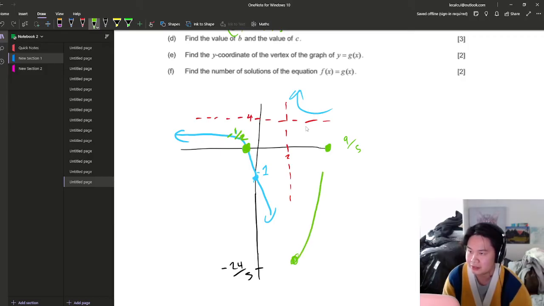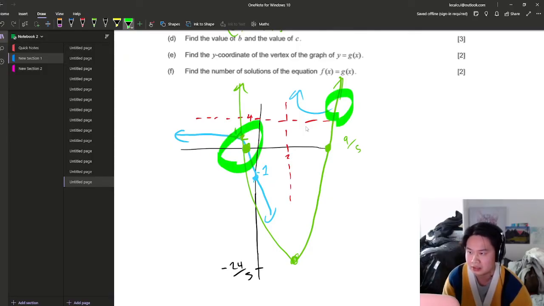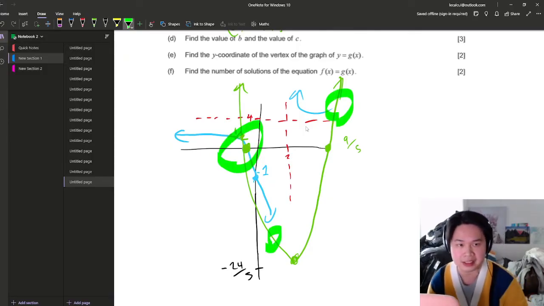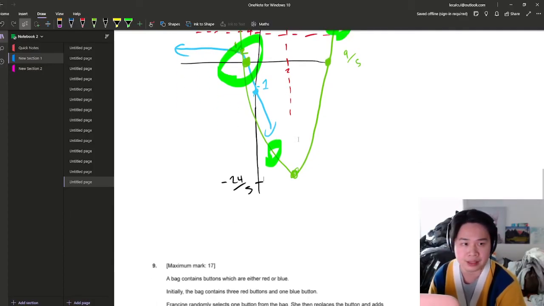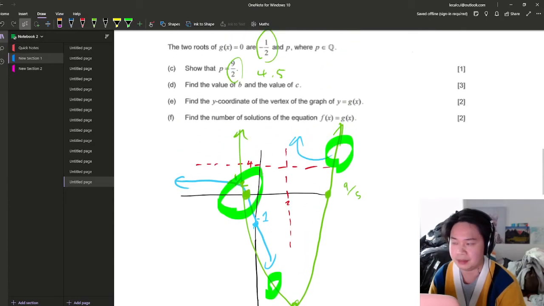And then if you just quickly sketch your parabola, you get this. So you can see that there's going to be 3 solutions. You're not asked to find out what they are. That's not something that you're expected to know. But there should be 3 solutions if you just sketched them on the same grid semi-accurately.